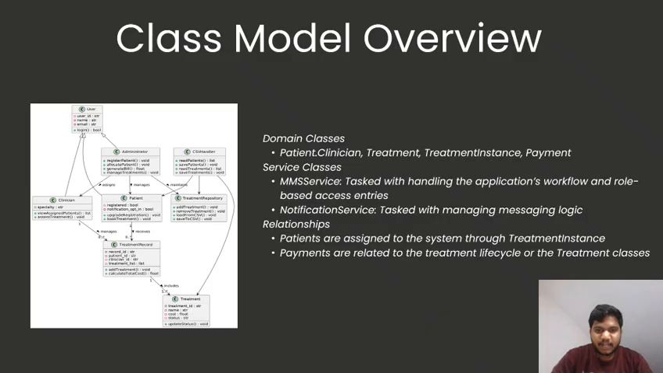And coming to the next slide, model overview. To build this system, we defined several key classes. Our domain classes, which represent the data entities, are patient, clinician, treatment instance, and payment. For relationships, the treatment instance class connects the patient to the system, while the payment class is naturally linked to the treatment's life cycle.